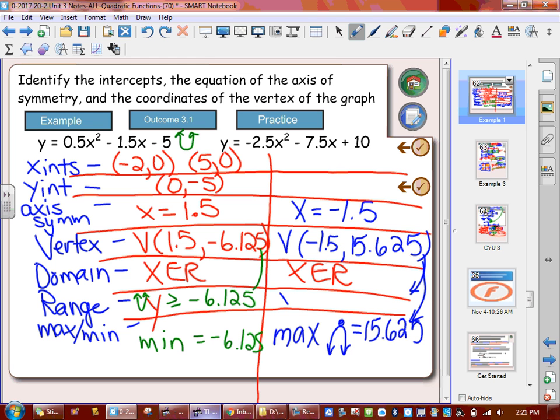15.625. Going back to our y-intercept above, we're going to have a y-intercept of (0, 10) that we get right from the equation here. And then our final two x-intercepts. We're going to have (negative 4, 0) and (1, 0). Check your work, make sure it matches. This concludes lesson E.